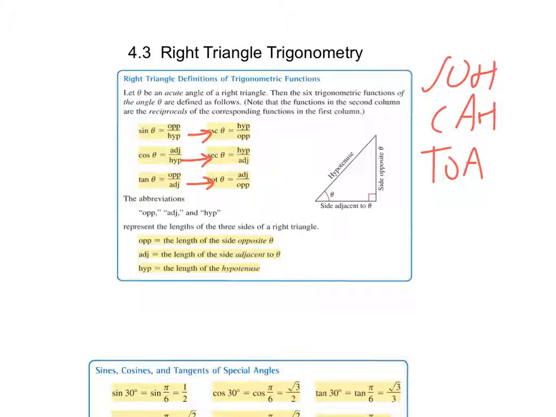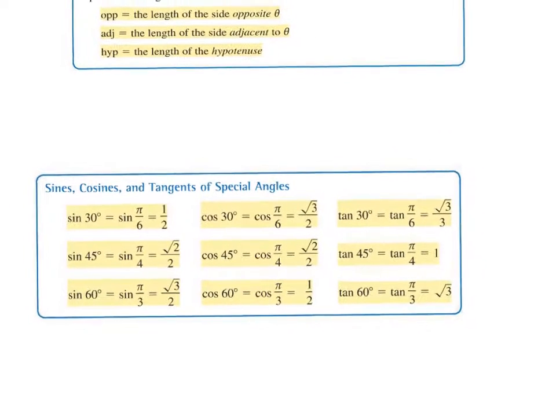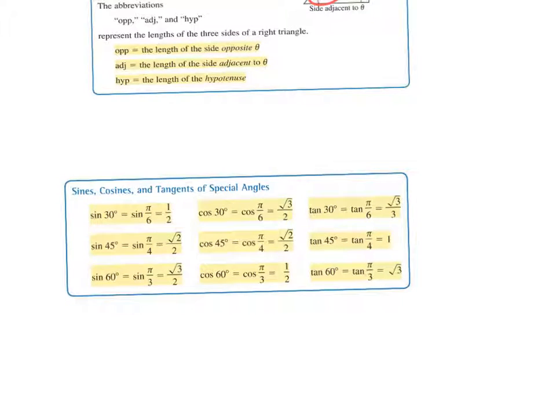Just be careful because it's always opposite, hypotenuse, adjacent to whatever they label theta. So they could actually switch up where theta is. Some other special ratios you already know of special angles based off of the unit circle. They're just reminding you of some of those sides.